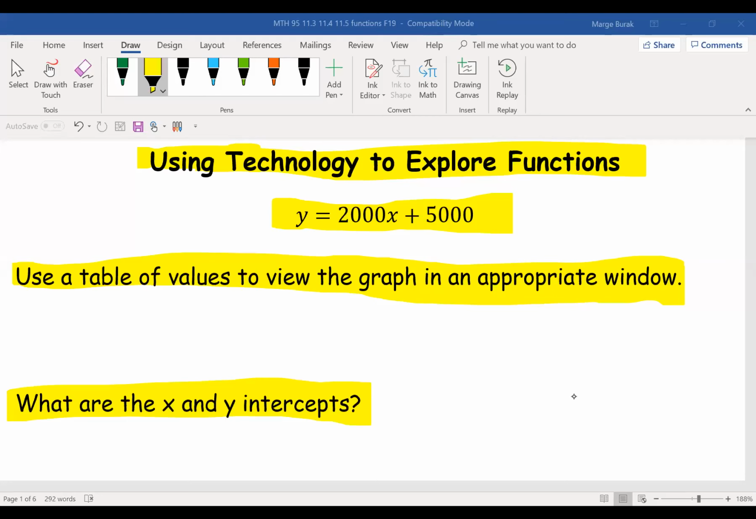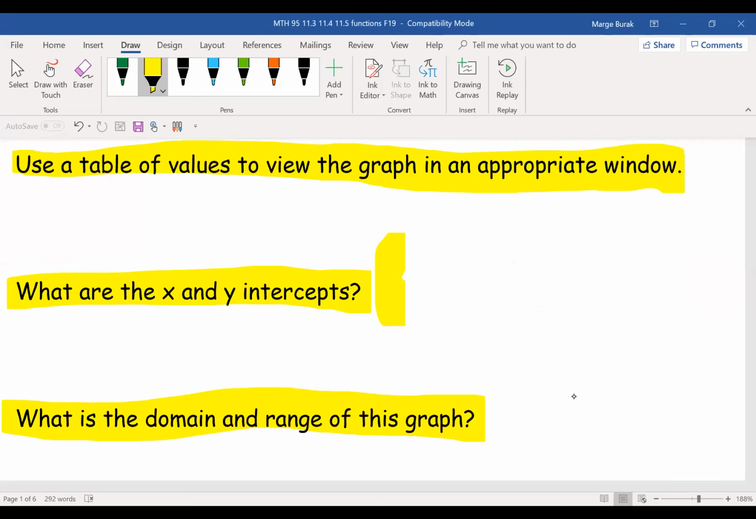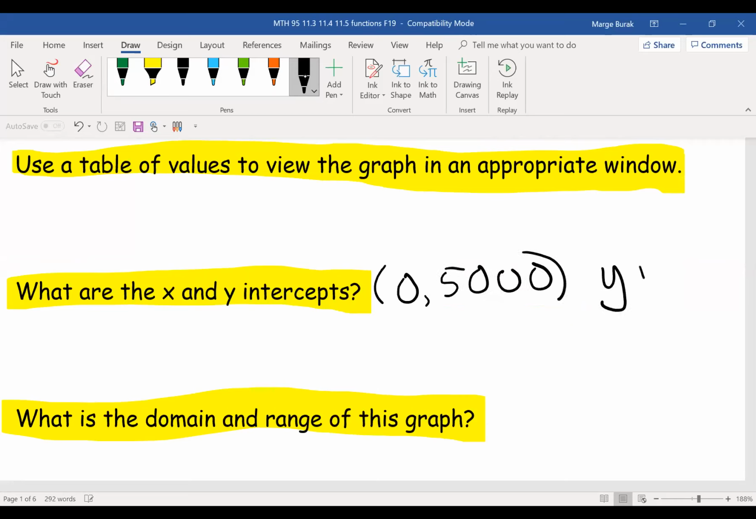Let's go back to the other screen, and I will record the answers that we talked about. Okay, so we did that. So the y-intercept was 0, 5,000. And the x-intercept was negative 2.50.